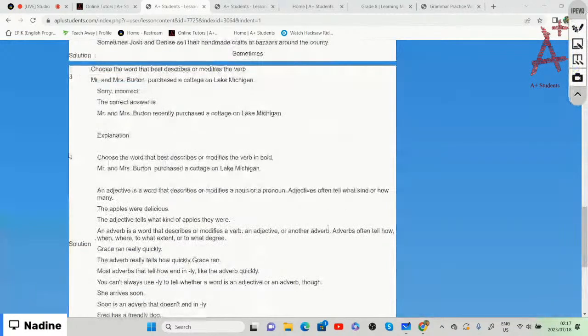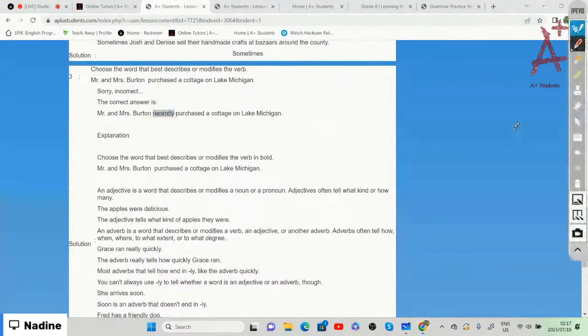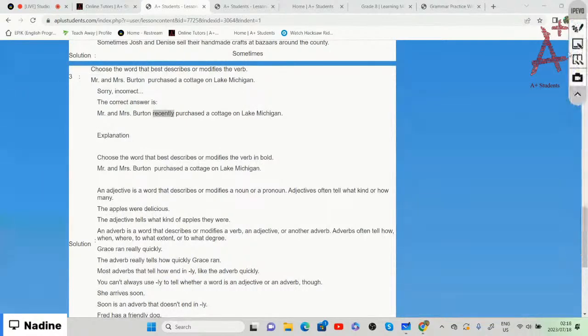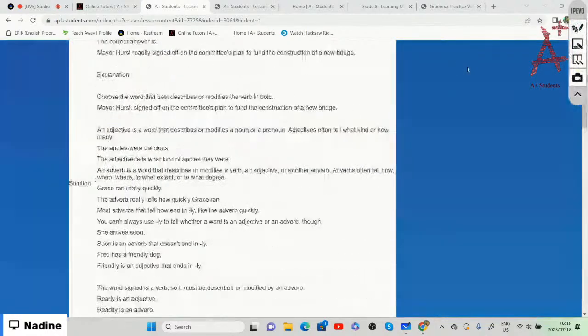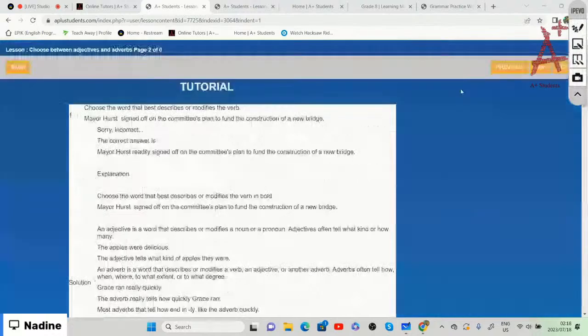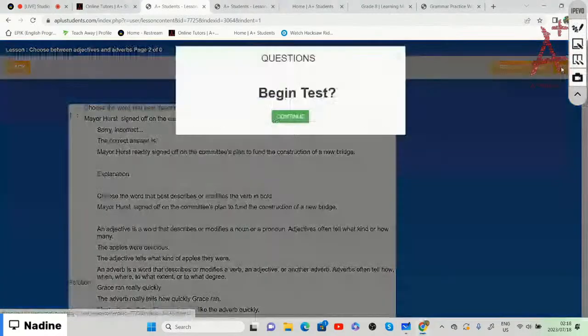Oh, we already did this one. So Mrs. Burton recently purchased a cottage on Lake Michigan. And we said the adverb within the sentence is recently, because recently is the adverb, and we said the adjective is recent. So recently is the adverb and recent is the adjective. All right, so now we're going to do a test on choosing between adjectives and adverbs.